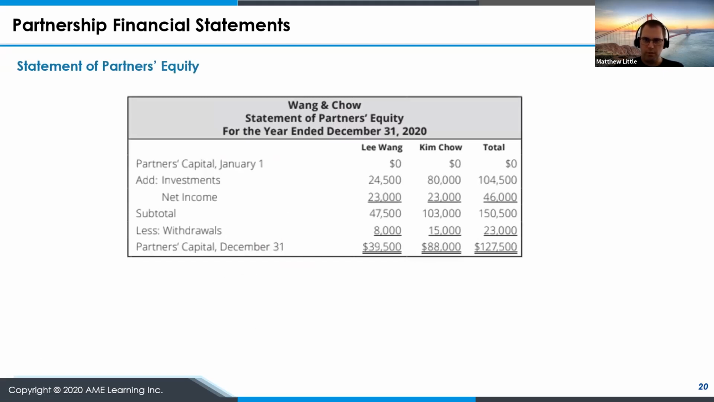So here's an example of what the statement of partners' equity could look like. So we'll assume that on January 1st, it was nothing because they just came into formation in the year. They invested 24,500 from Wang, 80,000 from Kim Chow for a total of 104,500 in this example. We are assuming in this example net income is 50-50, so it's $23,000 each, plus any withdrawals. In this example is 8 and 15. So the total partners' capital as of December 31st would be Wang at 39,500, Chow at 88,000, for a total partners' equity of $127,500.